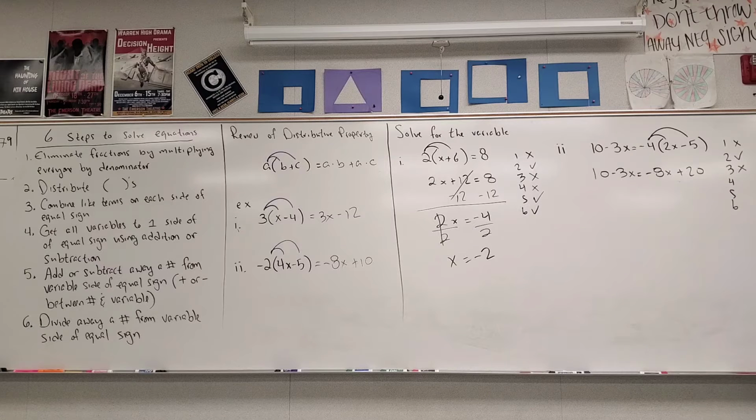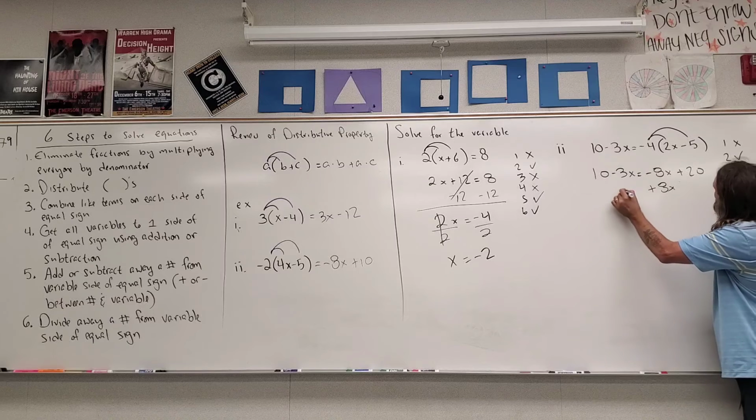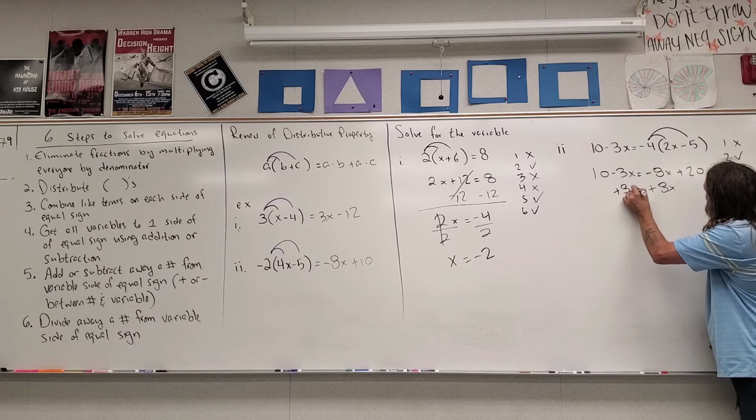Step 4, can I get all variables to one side of the equal sign using addition or subtraction? Yes, I have variables on both sides. So I think I'm going to move the -8x to the other side by adding 8x to both sides. So step 4 and step 5, the math behind it is basically the same.